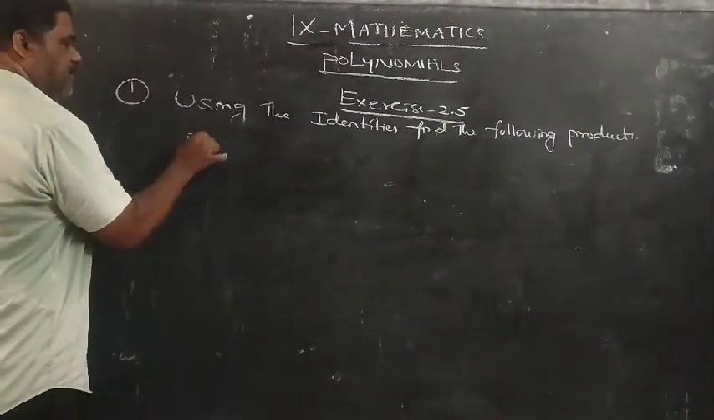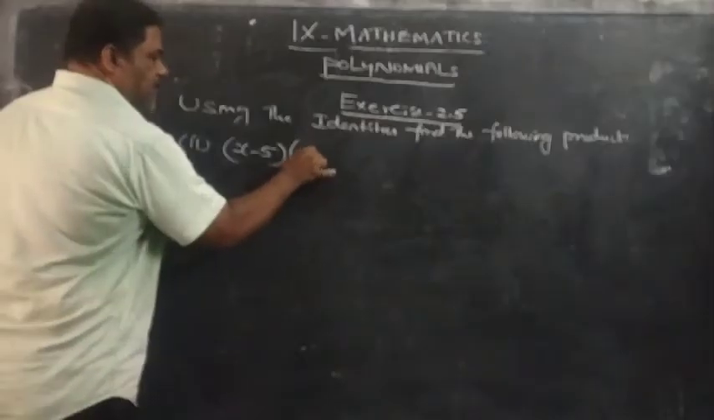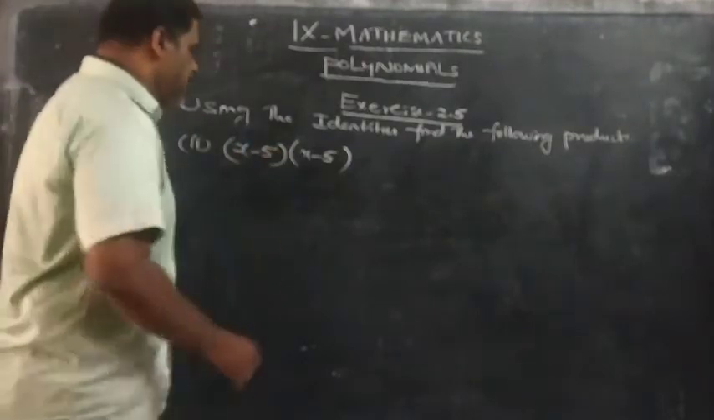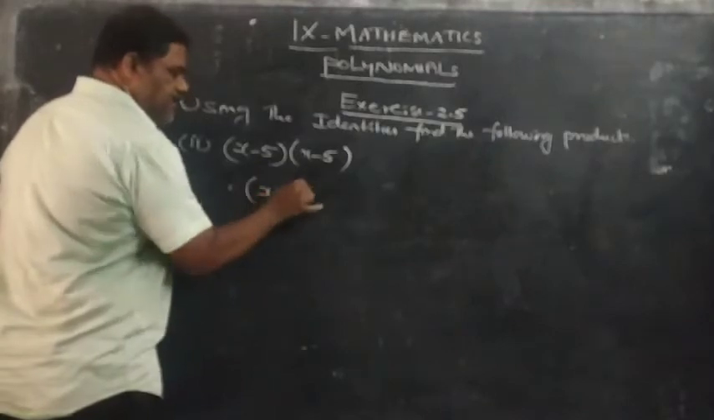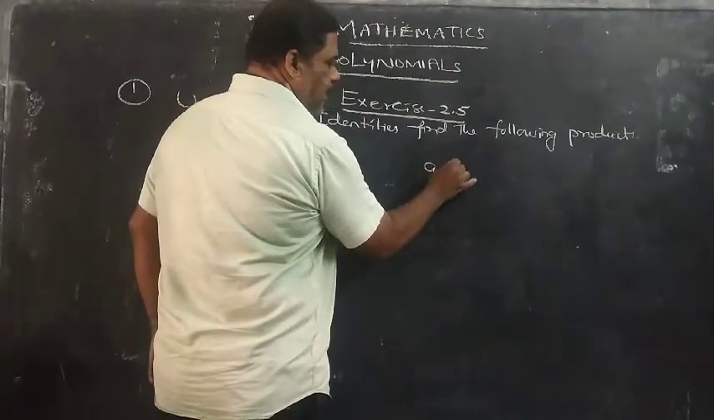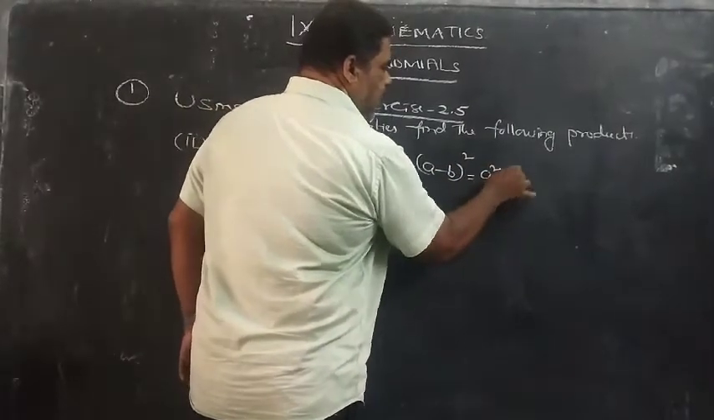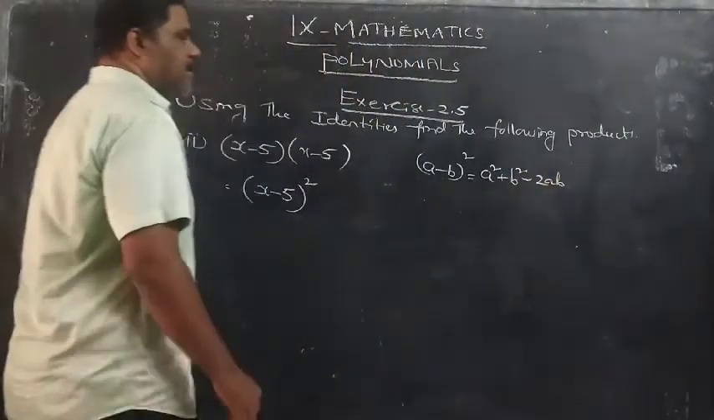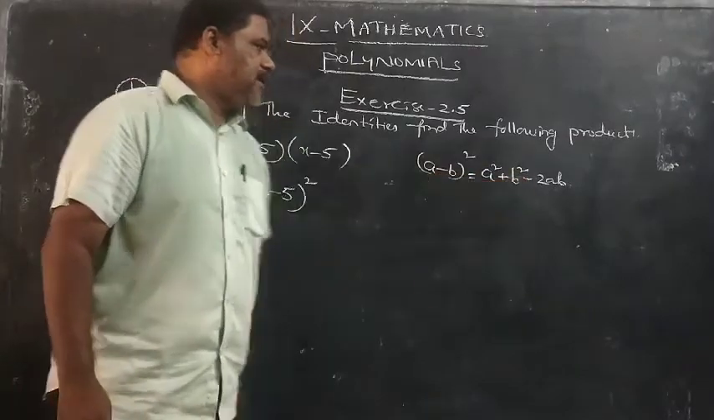Right, second one, x minus 5 into x minus 5. Here x minus 5, 2 times we got the same, so we can write x minus 5 whole square. This is in the form of a minus b whole square. The a minus b whole square formula is a square plus b square minus 2ab.